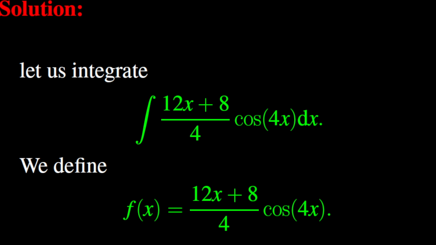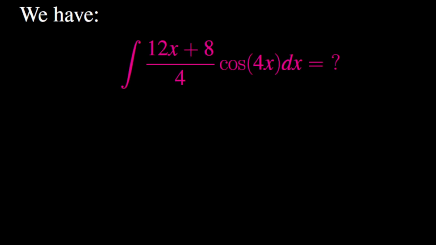Let us integrate the function (12x + 8) over 4 times cosine of 4x. We know that the function we have to integrate is a product of a nonlinear function and a polynomial function. The method appropriate in this case is the method of integration by parts. Given that the function to integrate is still the product of a nonlinear function with a polynomial function, we still have to use integration by parts. The main aim of these repeated utilizations of the method is to reduce the degree of the polynomial function, (12x + 8) over 4.